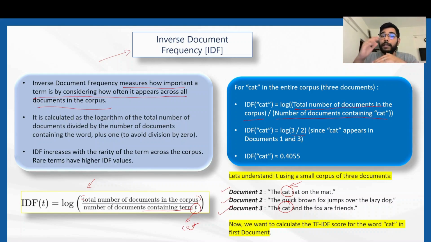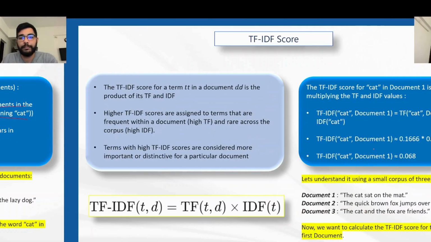The more frequently a particular word appears in all the documents, the less importance the IDF score will give to it. That means if a word appears more times across all the documents in a corpus, its IDF score will be less compared to a word that occurs less frequently. So we have the IDF score for cat as 0.4055.